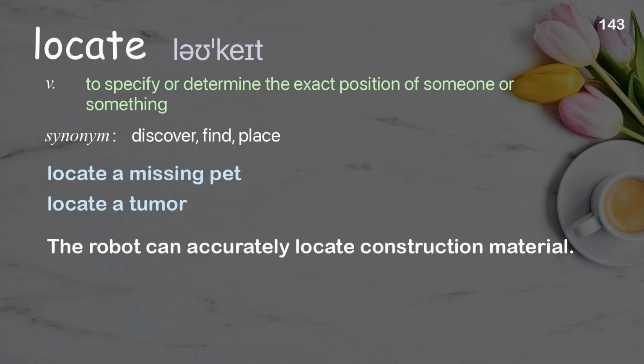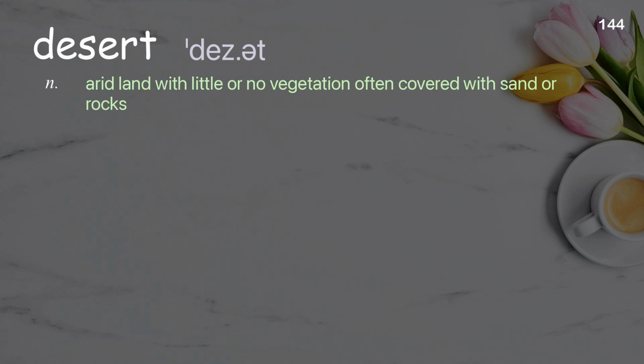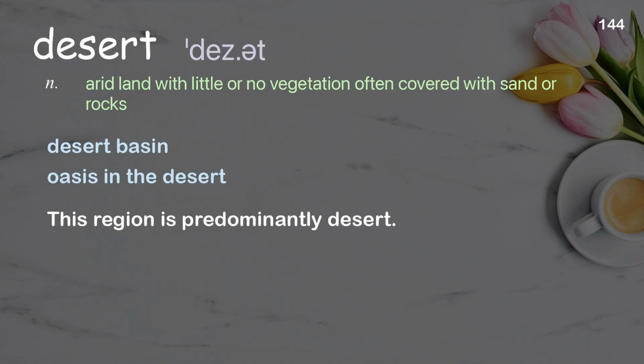Desert: arid land with little or no vegetation, often covered with sand or rocks. Examples: desert basin, oasis in the desert. This region is predominantly desert.